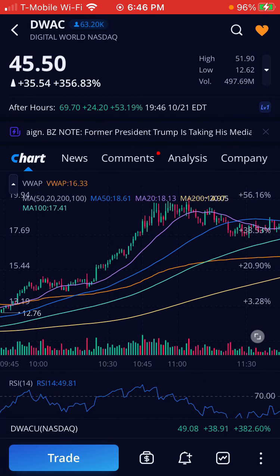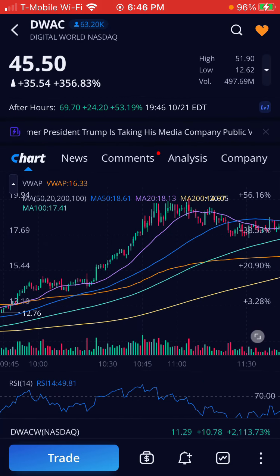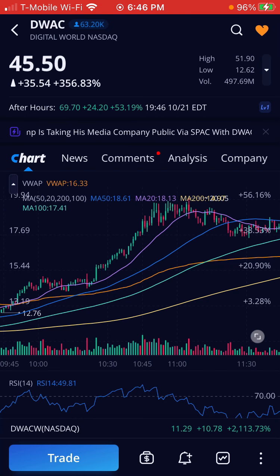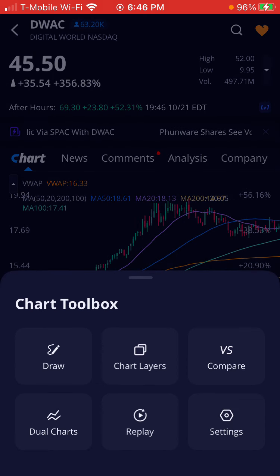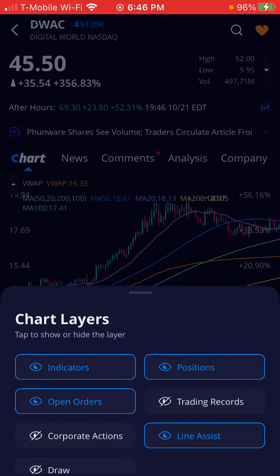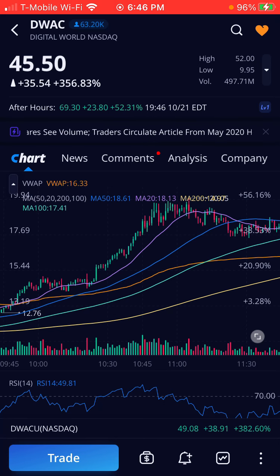Now, to set all this up, I'll come down here, and next to my little bell, I have this icon that just looks like a weird little chart inside a box. You'll click on this, and then I've got my chart layers and draw. My first thing is to make sure all of these are active, my indicators and draw, and I'm going to leave that one off for now, though.